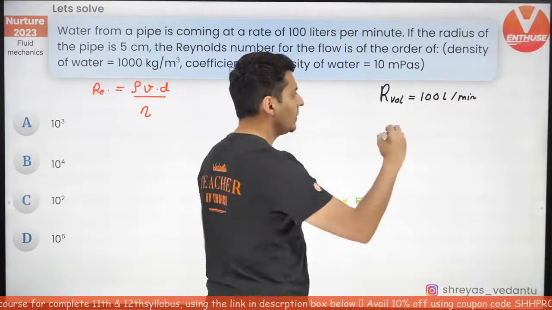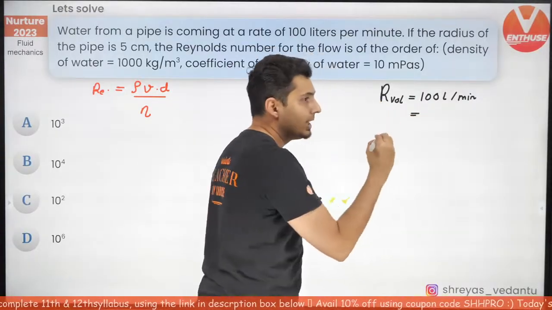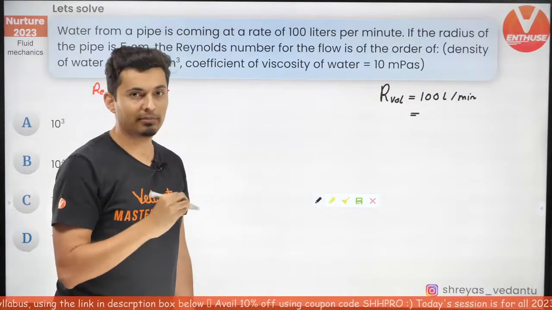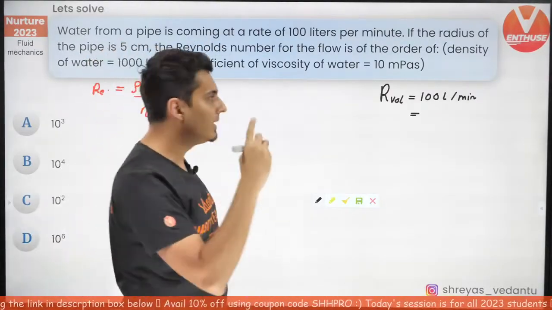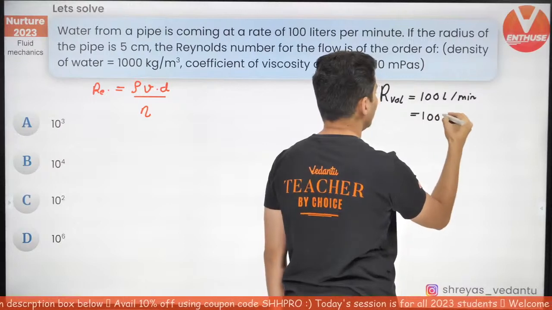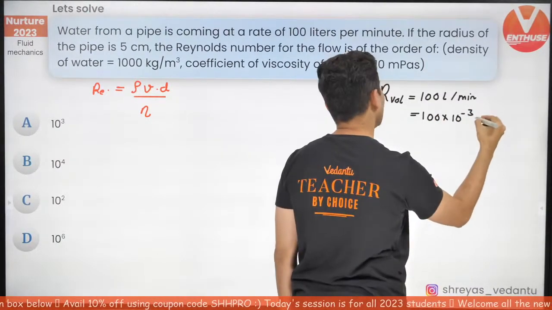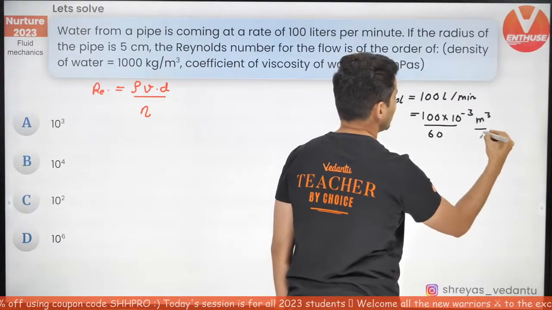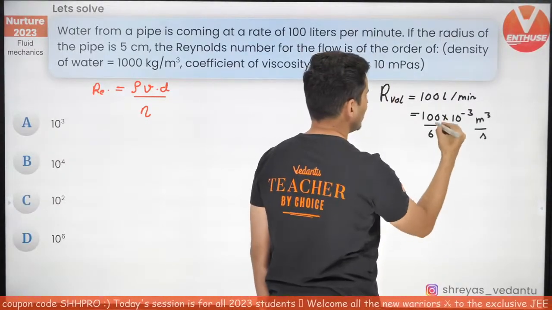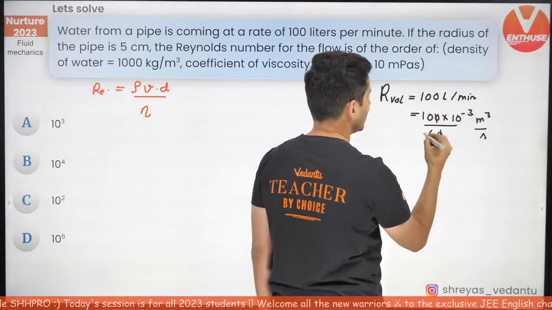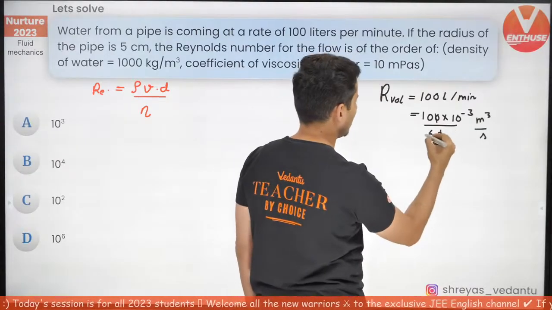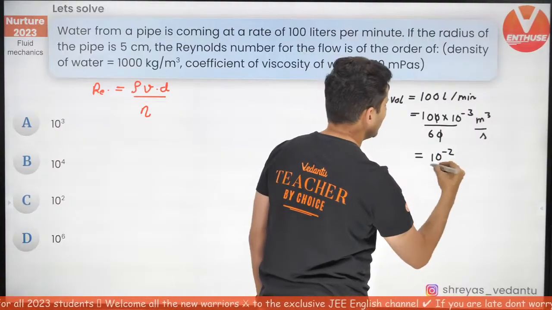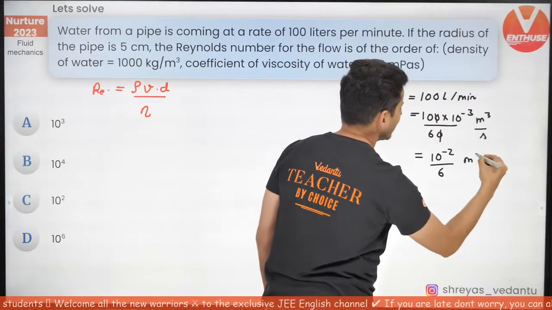Now, 1 liter is 10 to the power minus 3 meter cube. So 100 liters will be 100 into 10 to the power minus 3 meter cube. And this is per minute, so divide by 60 to get seconds. So this is 10 to the power minus 2 by 6 meter cube per second.